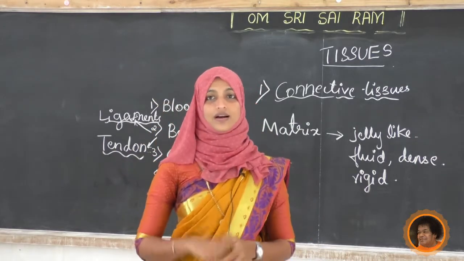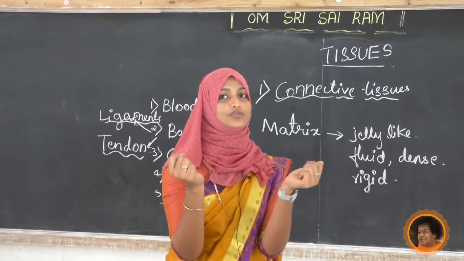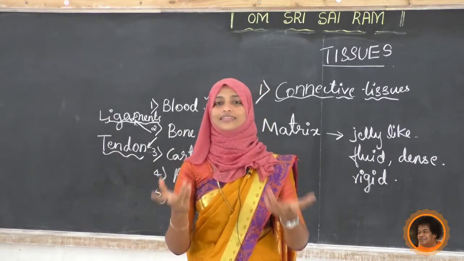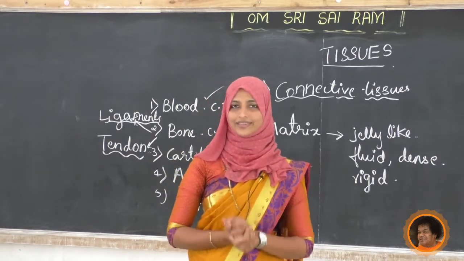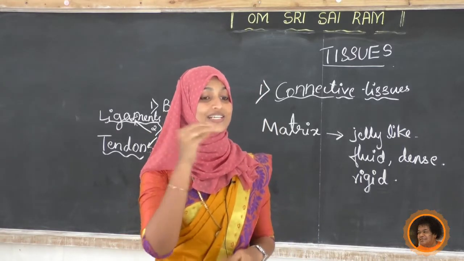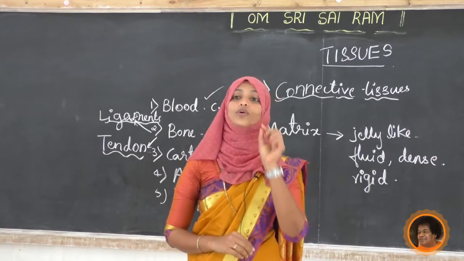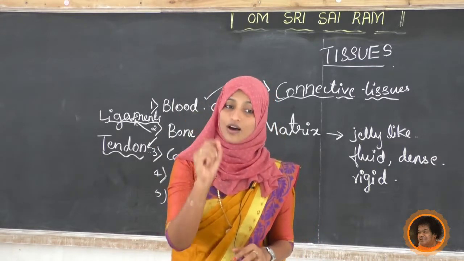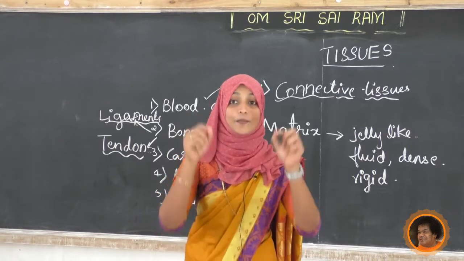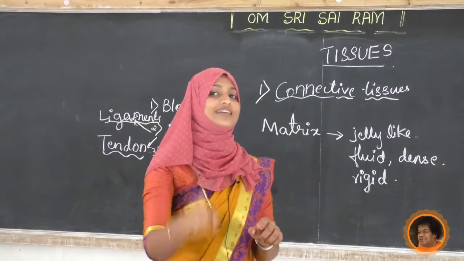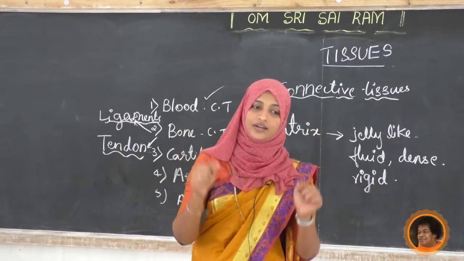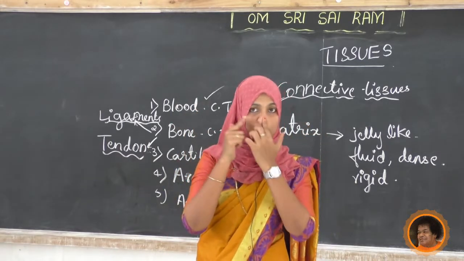Any bone we cannot bend. If you try to bend a bone, what will happen? It will break. But we can bend cartilage because it is elastic in nature. It has a solid matrix composed of proteins and sugars. It has protein and sugar, but it is elastic in nature, so that we can bend our earlobes or nose, all those things.